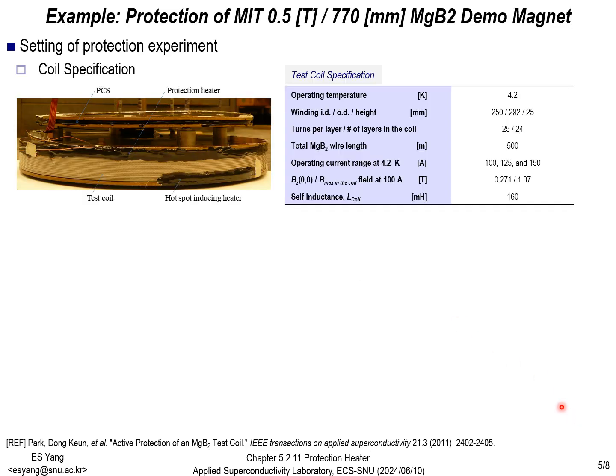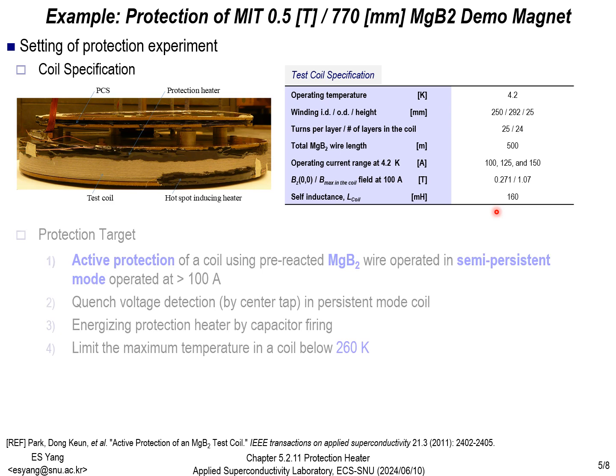I have previously explained the principle of the protection heater. Now, I will provide an example of designing a protection heater. This magnet is the MIT 0.5 Tesla 770 mm MgB2 demo magnet. The specifications of the magnet are as follows, and the target for protection is as outlined below.